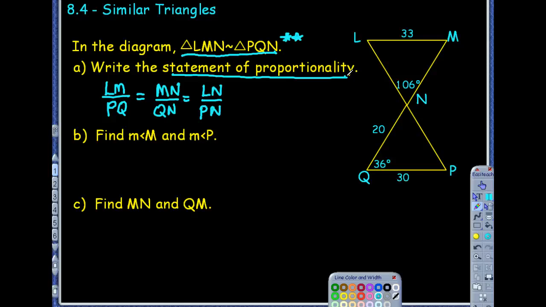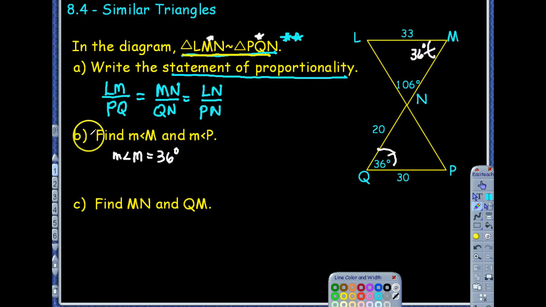Part B says find angle M and find angle P. As I look at the original similarity statement, I know that angle M should correspond with angle Q. I know angle Q is 36, so angle M is also going to be 36. These are exactly the same. So angle M's measure is 36, and I might label that up here because you might need it.